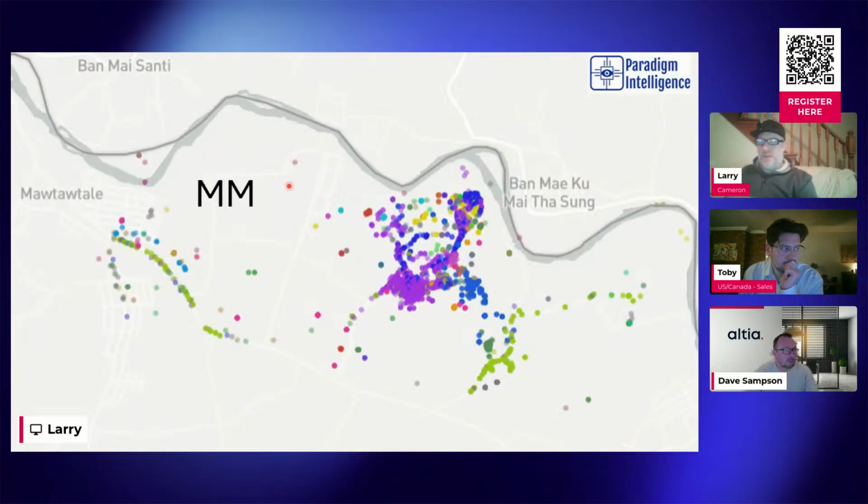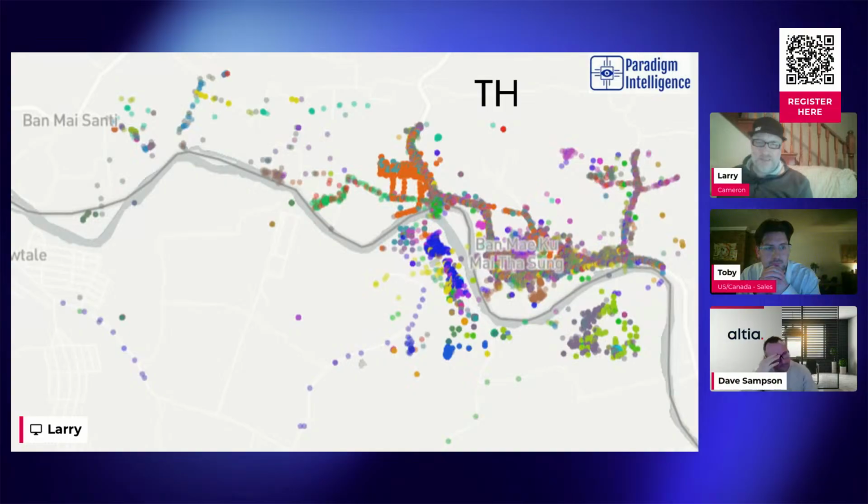So I filter it by Myanmar. Where are the Myanmar connections? The Myanmar connections are all in Myanmar, right? None of them cross into Thailand. But if you do Thailand, you'll see tons of different connections in Myanmar from Thailand. So this is where you can actually discover these illegal border cables being run.